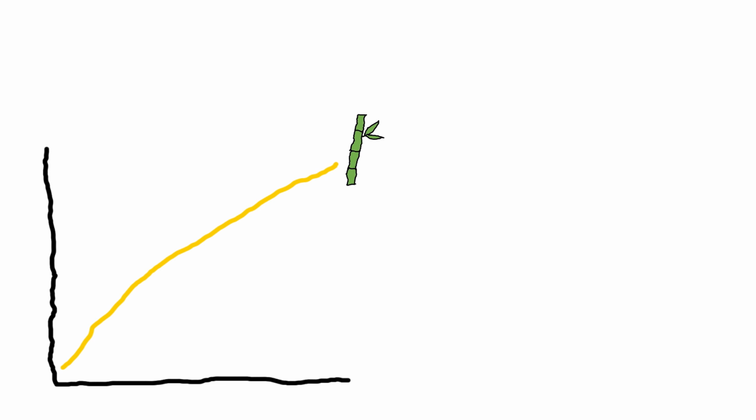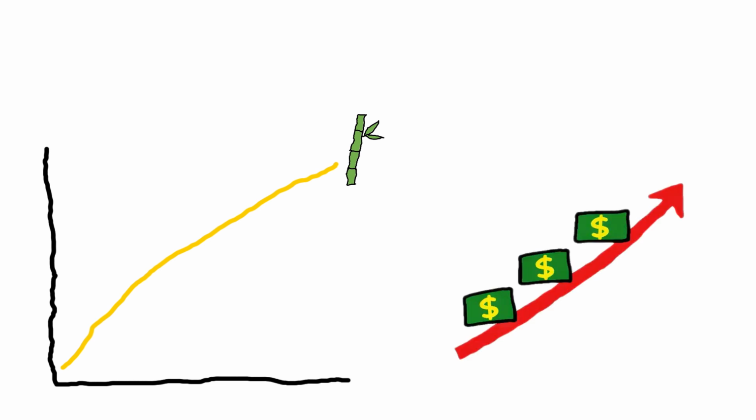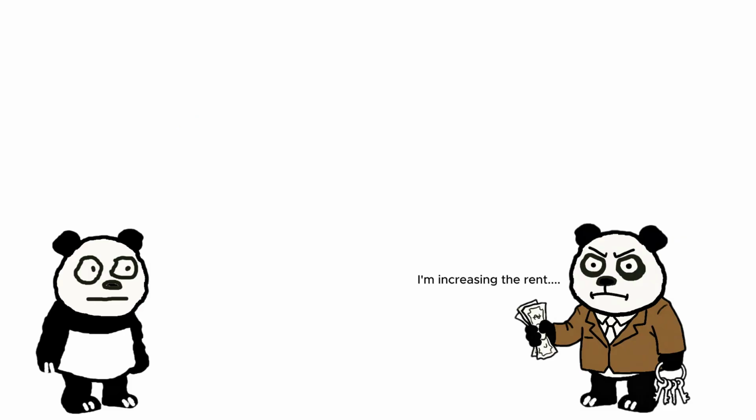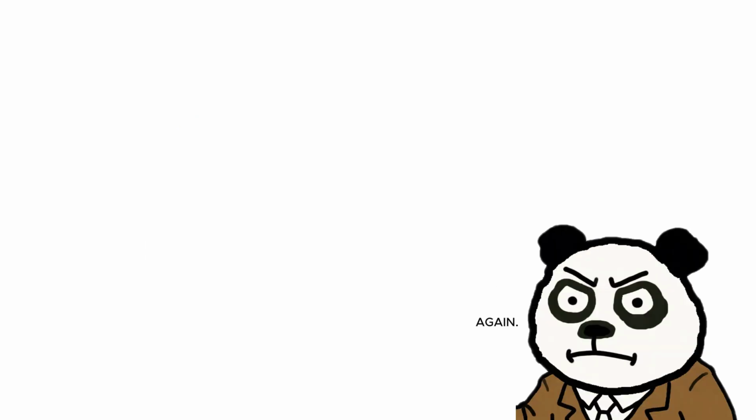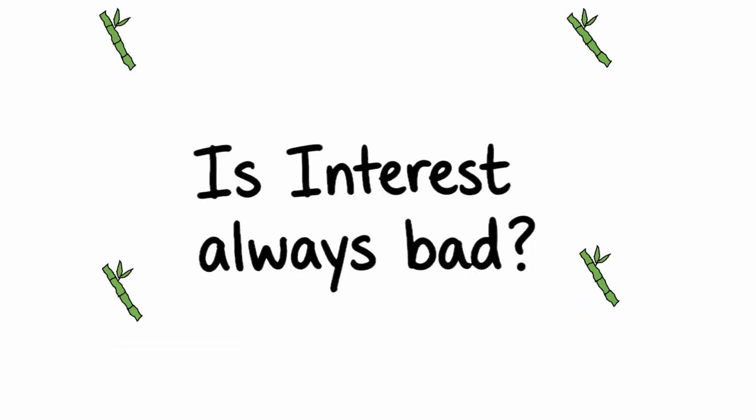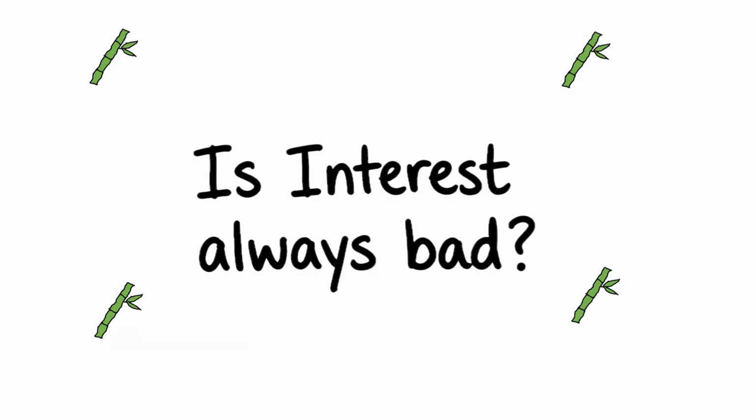Variable interest, on the other hand, variable means the bamboo growth speed can change. Sometimes rates go up, and suddenly your cost goes up too. Same principle, same bamboo, bigger pain. It's like agreeing to a rent that changes based on your landlord's mood. So, is interest always bad?